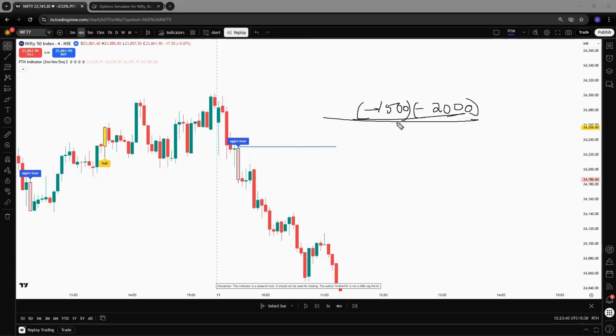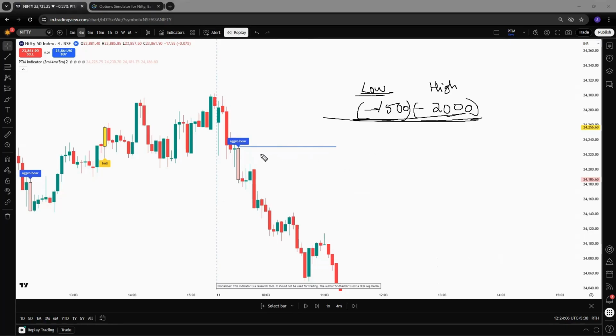Why two kinds, why not only a single amount? Why two different amounts? Because during a low VIX environment, I prefer 1500. During a high VIX environment, when the VIX is above 12, 14, 16, like that, I prefer 2000. This should be very clear. Nothing complicated here. This is based on loss threshold.